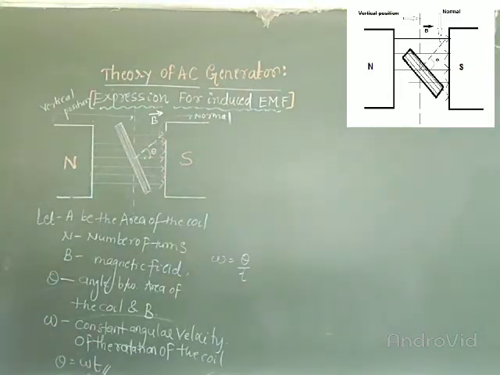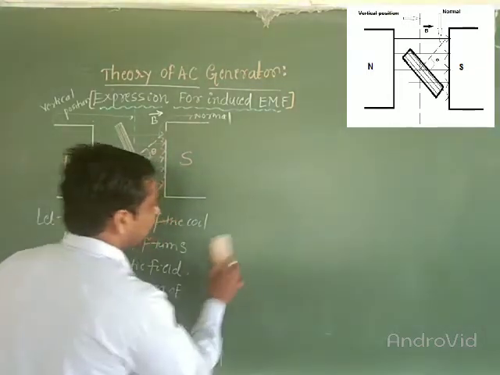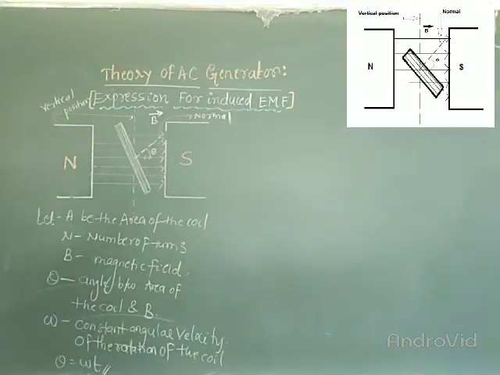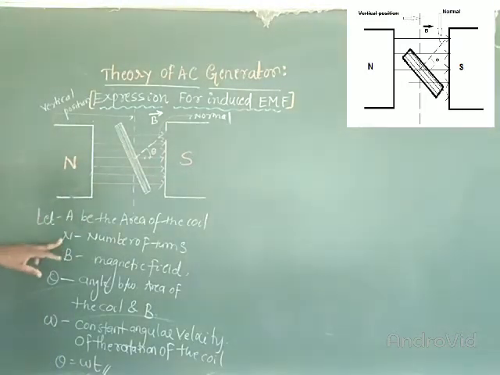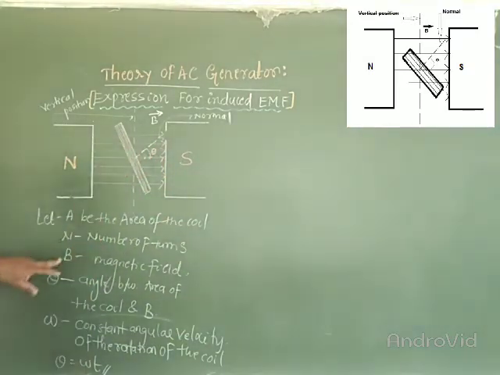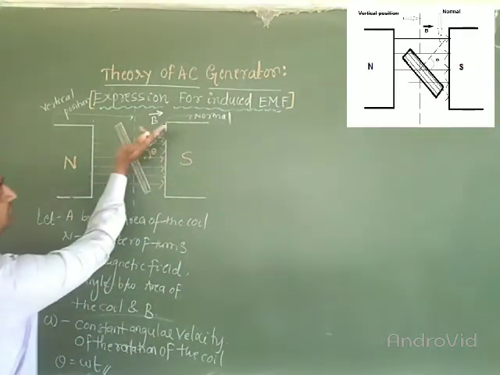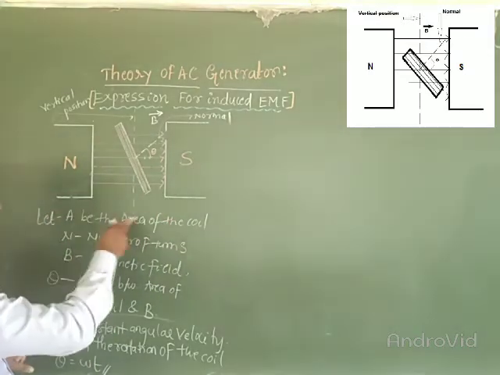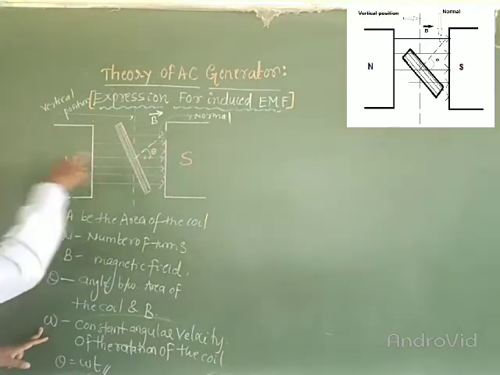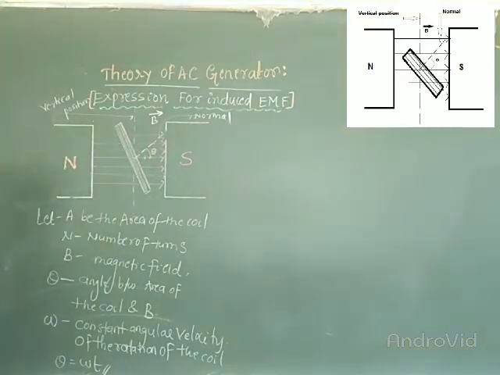So this is the description of the diagram. A is the cross-sectional area of the coil. N is the number of turns used in the armature, that is the coil, and B is the magnetic field. Theta is the angle between the normal to the area of the coil and the direction of the magnetic field, and omega is the constant angular velocity with which the coil is rotated. So hence we can write theta is equal to omega into t.